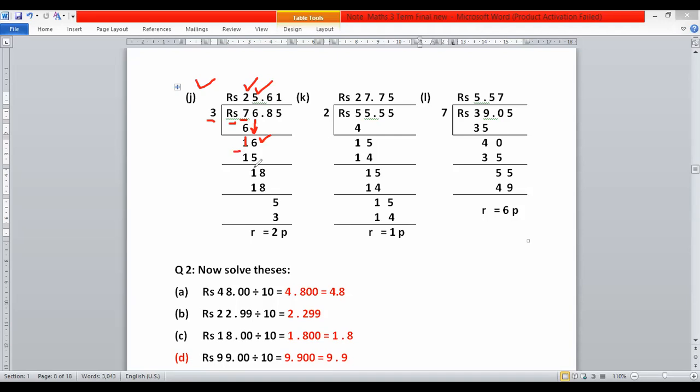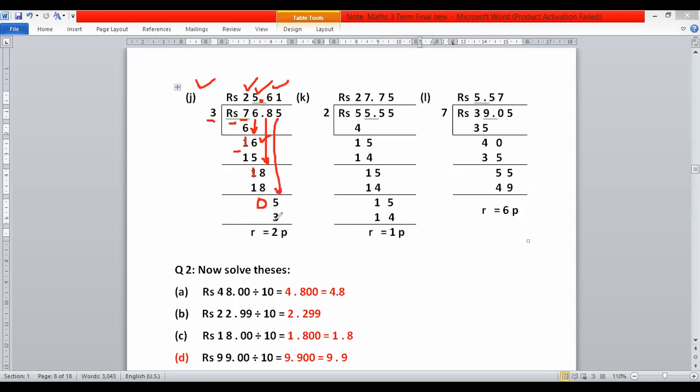16 minus 15, we get 1. And then we shift 8. 8 is the digit after the decimal, therefore we put a decimal point here. And then we divide 18. 6 times 18. 18 minus 18, 0. After that we shift 5, the last digit, and divide 5 by 3.